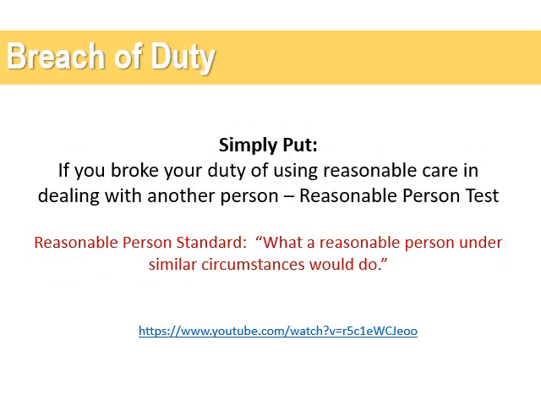So breach of duty, we sort of looked at this on the previous slide, but simply put, if you broke your duty of using reasonable care in dealing with another person. Using our prior example of the dog biting another pedestrian on the street, the failure to leash the dog would be the breach of duty. The reasonable person would say, if I'm taking my dog out for a walk, there is a potential likelihood that the dog may act up and not like somebody and potentially bite them. In order to prevent that, I'm going to keep my dog on a leash.